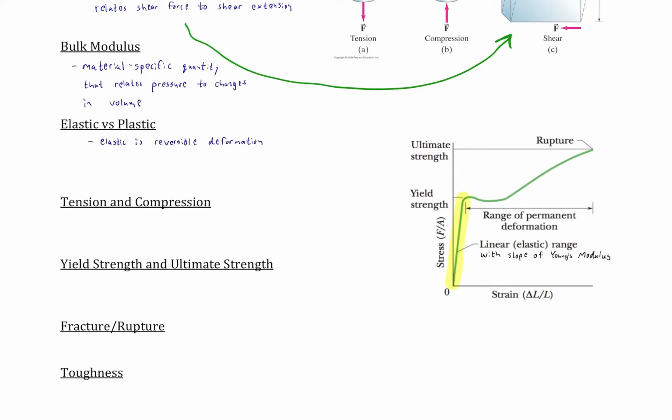So elastic is reversible deformation. It would be this region here shaded in yellow. It is the linear region. Plastic is permanent deformation. So plastic means permanent, okay? And it is a region here highlighted in pink.